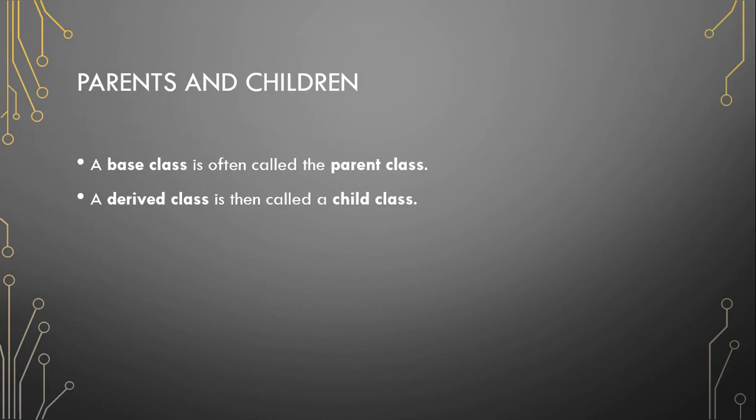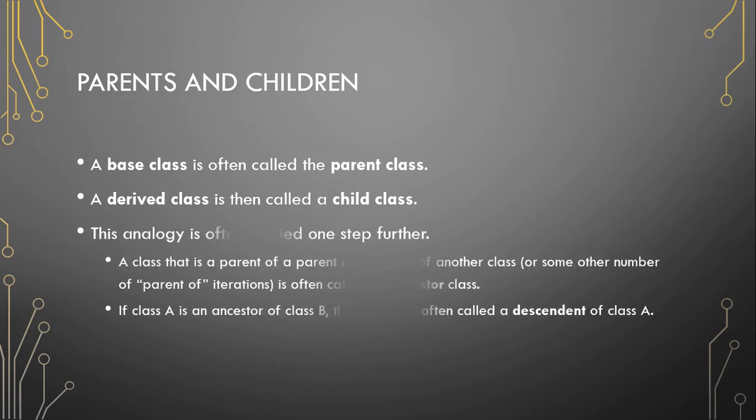A derived class is then called a child class. Because in file hierarchy, a lot of times the folder or file that comes up in the order, if you look back at the chart above, that would be called a parent, and what comes below it is a child. Just like if you've ever looked at a family tree, the parent is on the top, and then the children are underneath. This analogy can be carried one step further: a class that is a parent of a parent of a parent of another class, or some other number of parent iterations, is called an ancestor class.